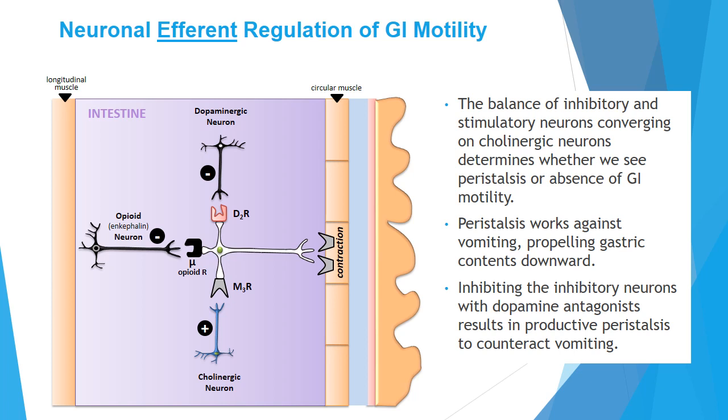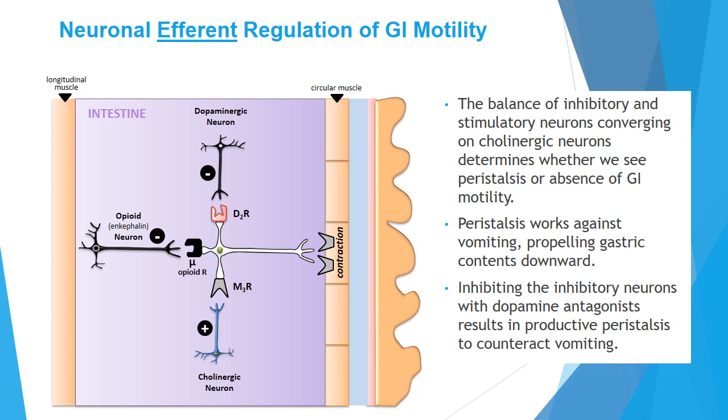We can't guarantee that it'll terminate the nausea feeling, but we can reduce vomiting by stimulating peristalsis to move intestinal contents in the correct direction. So we're back to the same thing that we've seen before for constipation and diarrhea. And this time the highlight is going to be on the dopaminergic neuron rather than the opioid neuron, but they're both going to affect this.